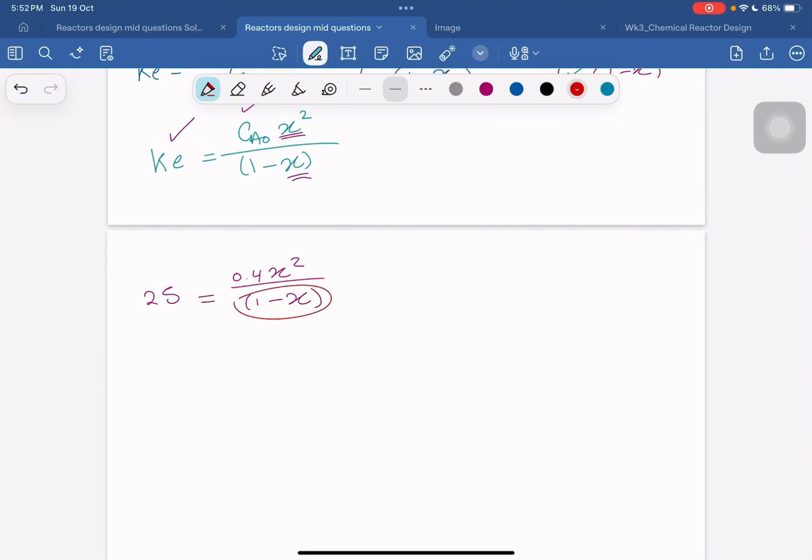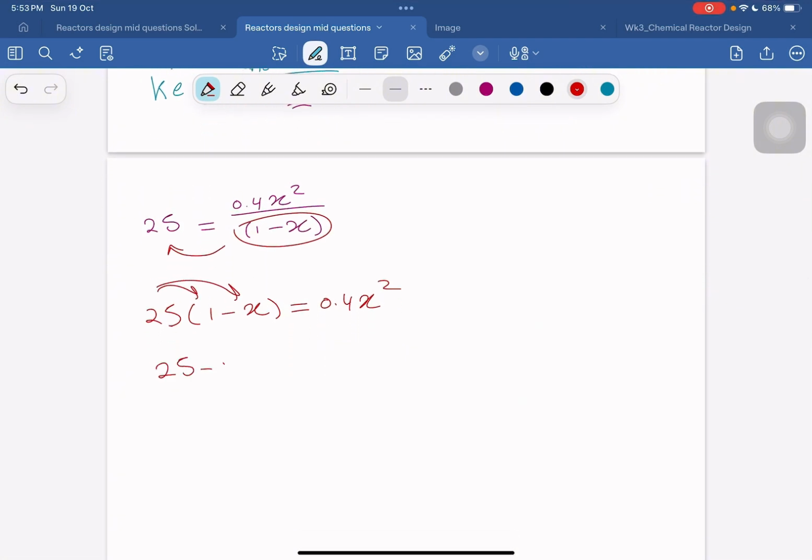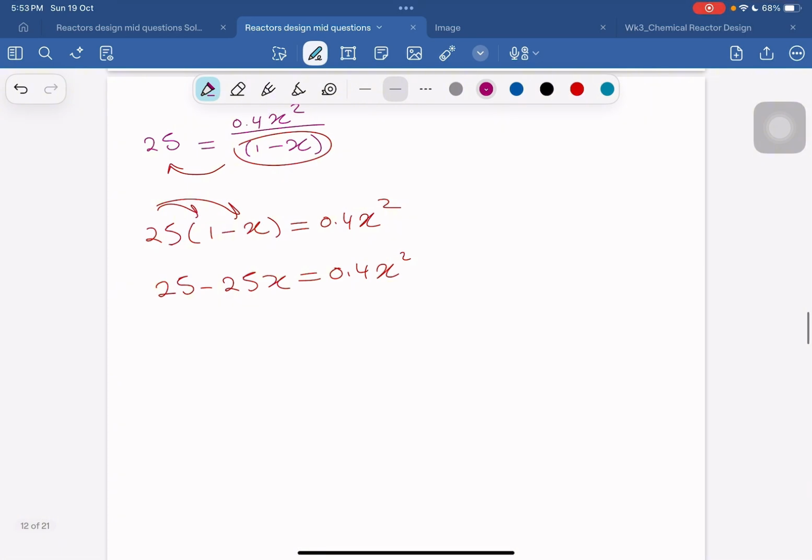So we bring this 1 minus x up, and we have 25 times 1 minus x is equal to 0.4 x squared. Then we're gonna multiply whatever is inside by the 25. So 25 minus 25x is equal to 0.4 x squared. Then we want all of this to equal 0. So we bring this to the other side, or the opposite, both would work. So 0.4 x squared plus 25x minus 25 is equal to 0.